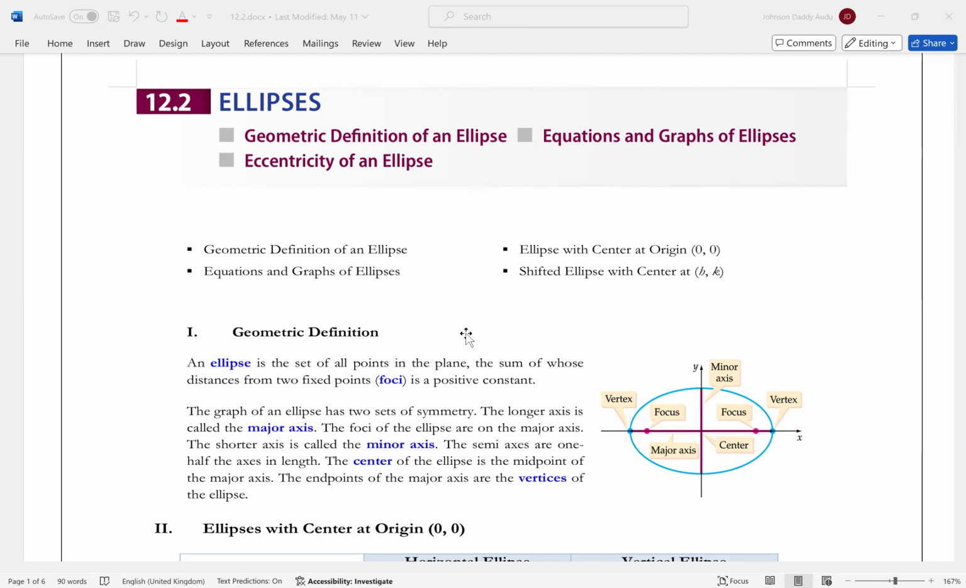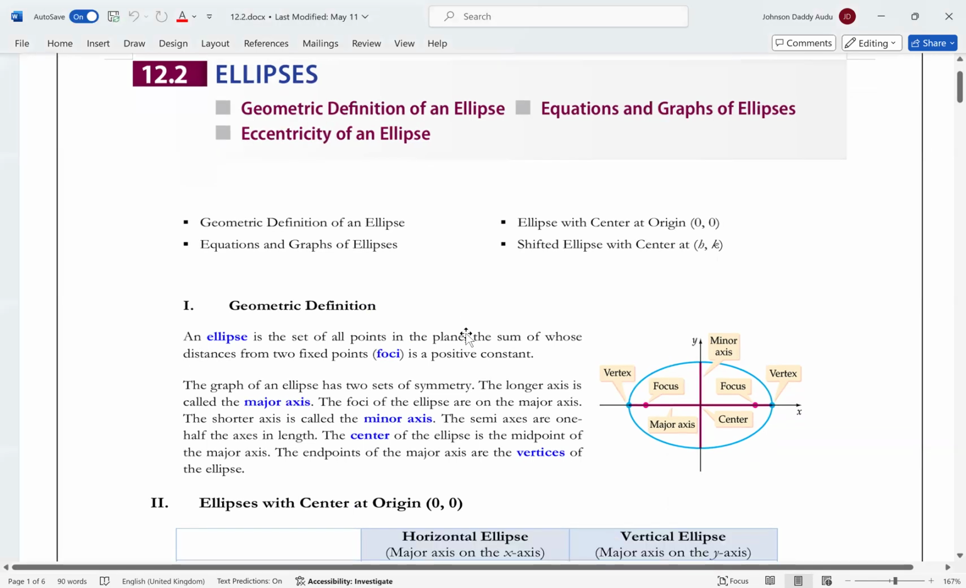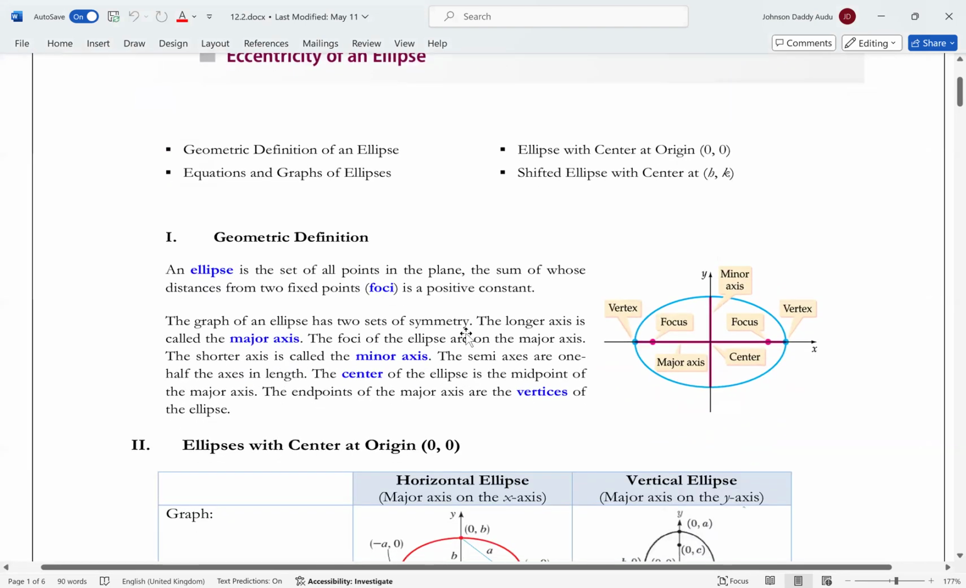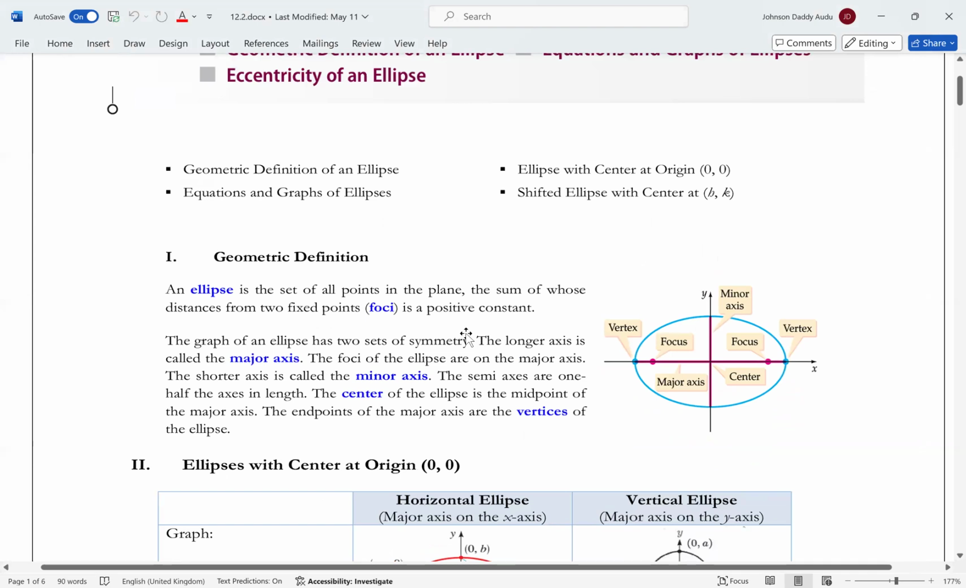Right, welcome back, viewers. Here we'll be looking at another conic section, which is called the ellipse. In our last video, we talked about the parabola. So now we have to define, if you remember the geometric definition of a parabola, we say the distance from any point to the focus is the same as the distance from that point to the directrix. That distance is always the same. But let's see what we have for an ellipse.